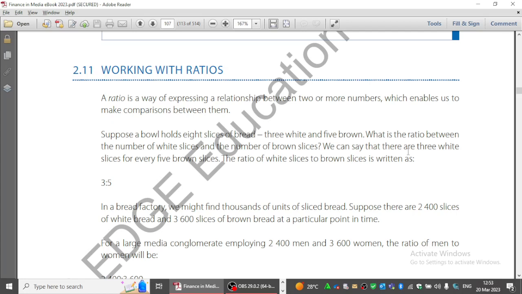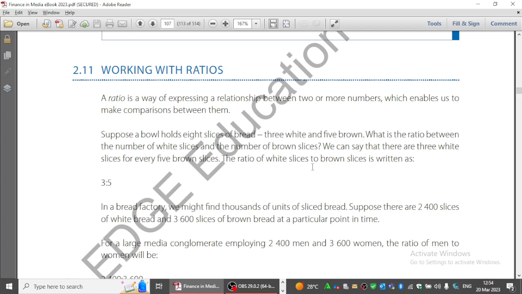So ratio represents the relationship between the two that could affect the other one when the other one increases. Here it says: suppose that a bowl holds 8 slices of bread, of which 3 are white and 5 are brown. What is the ratio between the number of white slices and the number of brown slices? We can say that there are 3 white slices for every 5 brown slices. Meaning that if we were to have 10 brown slices, we also know we're going to have 6 white slices of bread.